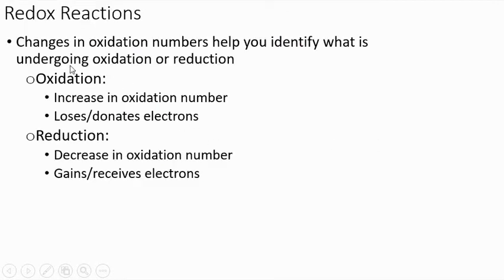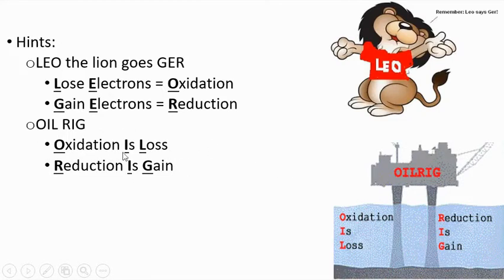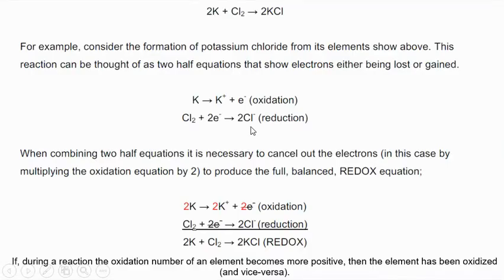So oxidation reactions are going to have changes in oxidation numbers. You're going to see that you increase your oxidation number because it's going to lose electrons. Reduction decreases oxidation number because it gains electrons. So again, this is the one I use. You're welcome to use LEO goes GER if you would like. It's completely up to you.